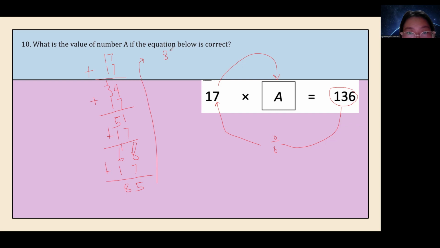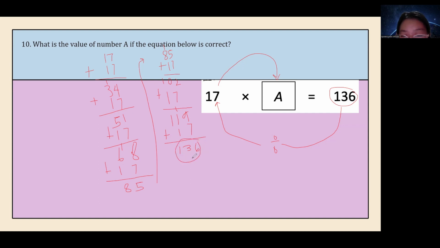So 85 plus 17, that is 102. Okay, almost. And then plus 17, 119. And then another 17. Okay, so 9 plus 7, that's 16. 15, carry 1, this is 3. And the answer is 136.